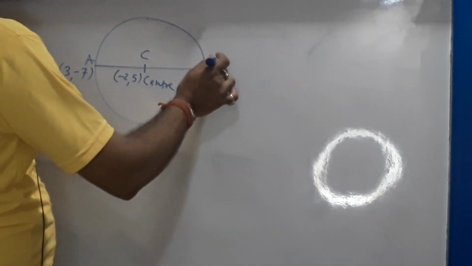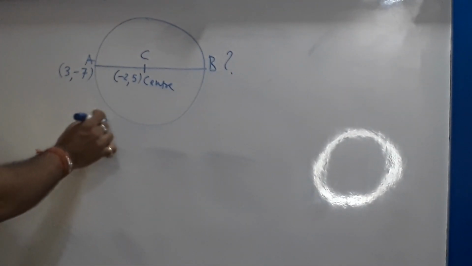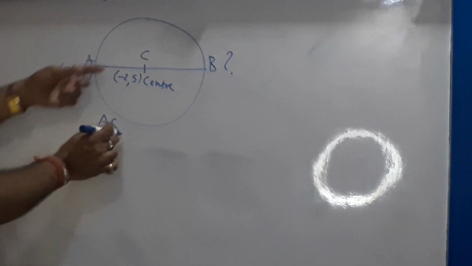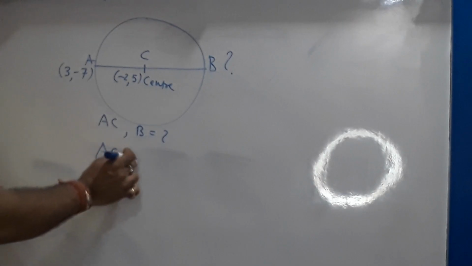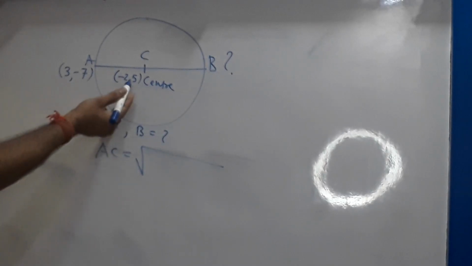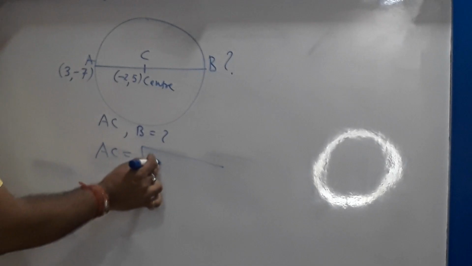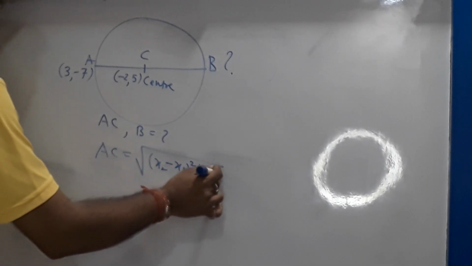B is not given. B is asked. Then it is asked to find AC. Find the length AC and find the coordinate of B. So, how will we find AC? By the distance formula. For A and C apply the distance formula. Whenever you want to find the length between two points, always apply the distance formula. What is the distance formula? Square root of (x2 minus x1) square plus (y2 minus y1) square.